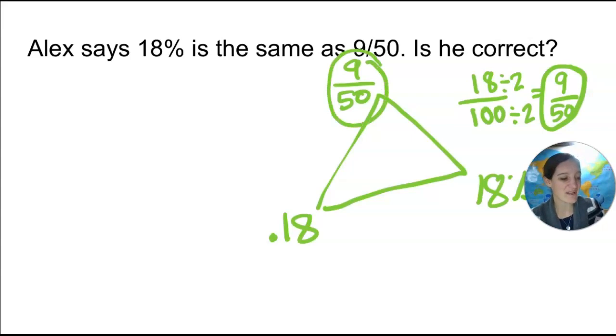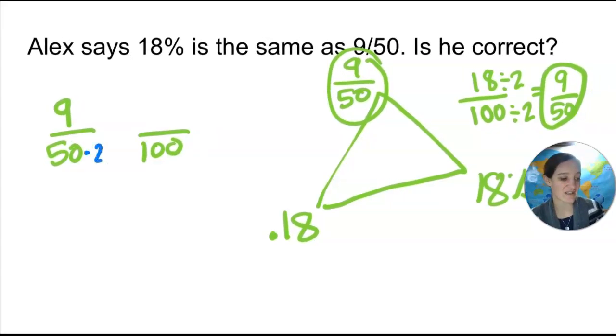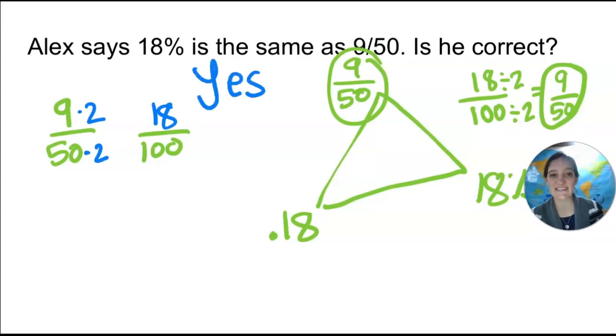Cool. If I wanted to, I could have taken 9/50ths and biglified it to 100. And that would have also gotten me 18 out of 100, 18%. So he is correct. They are the exact same thing, which I wouldn't have thought. 18% doesn't seem to be equivalent to 9/50ths, huh? They don't look like they have anything in common, but yet they are the exact same amount.